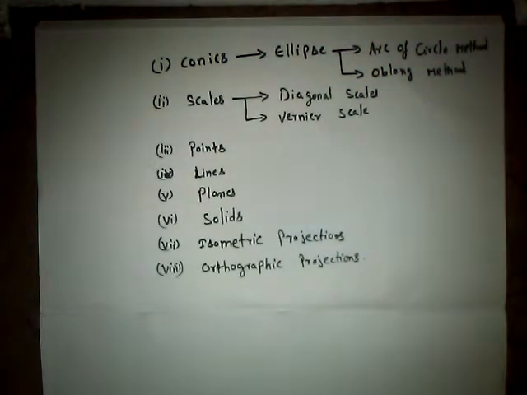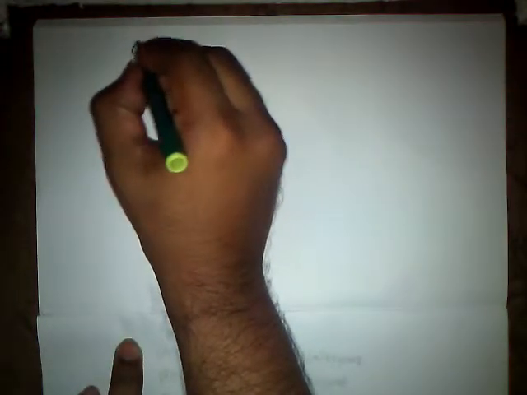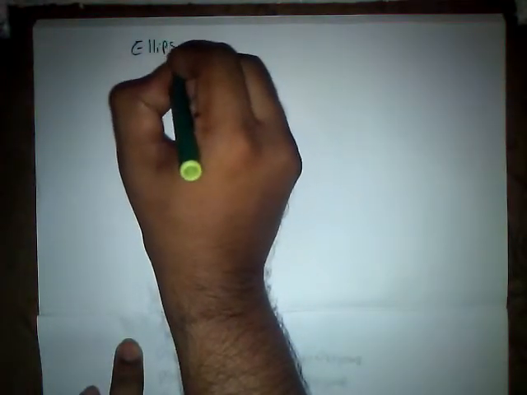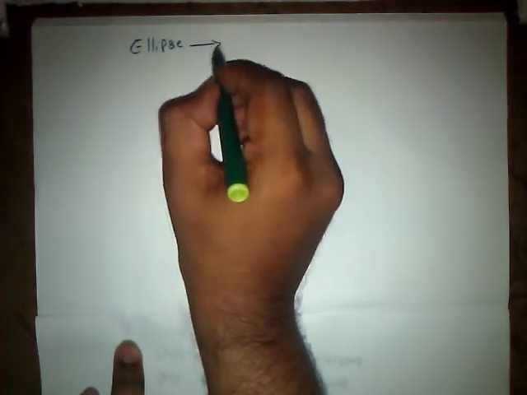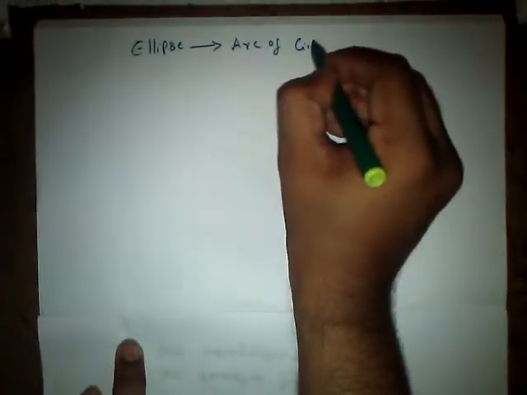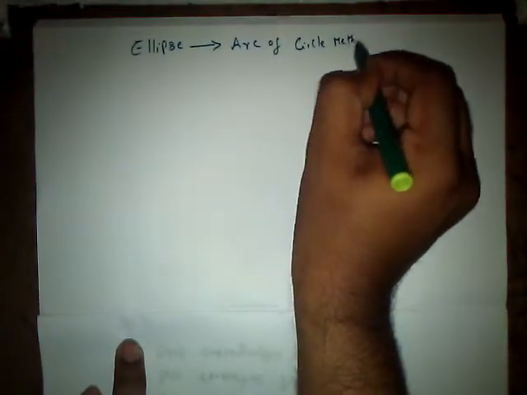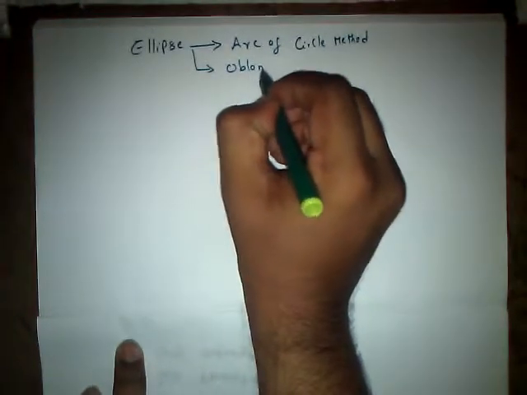We shall discuss one topic after the other. So at the beginning, let us move to the topic conics. Among conics we have two important things, and number 1 is ellipse. In ellipse, as I said, we are going to have two important methods. Number 1 is arc of circle method, and the next one is oblong method.